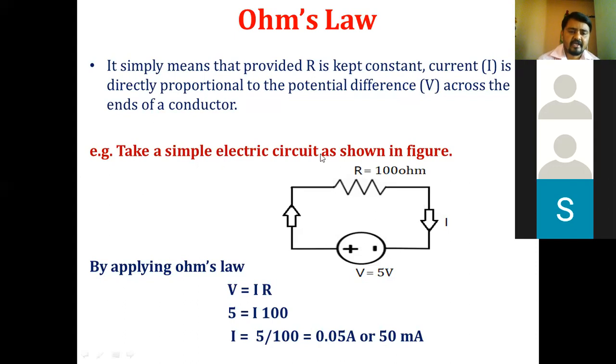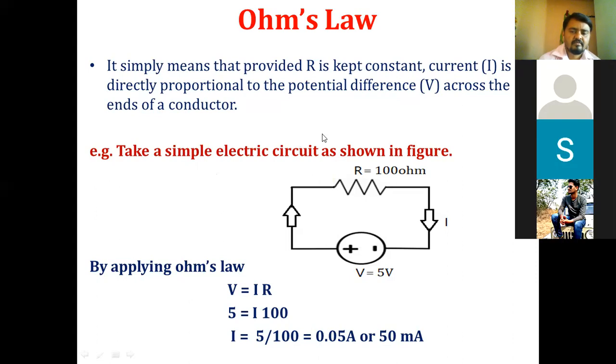So we will take one example. Take a simple electric circuit as shown in the figure below. This is the figure. The applied voltage V equal to 5 volts, and R is equal to 100 ohms. We are going to use R equal to 100 ohm and V equal to 5 volts; we have to find how much the current is.